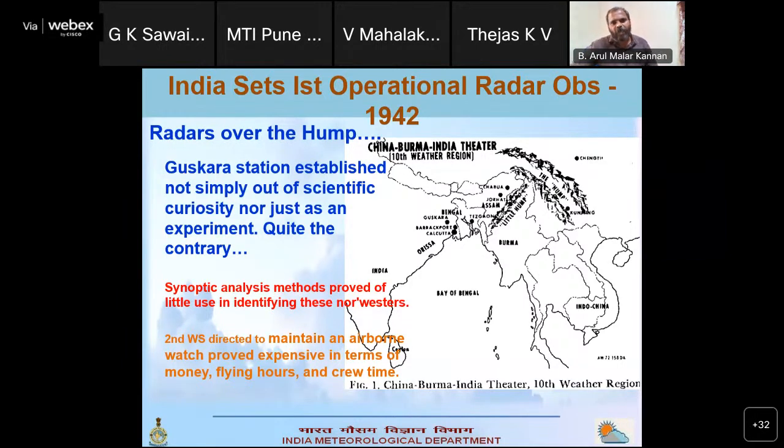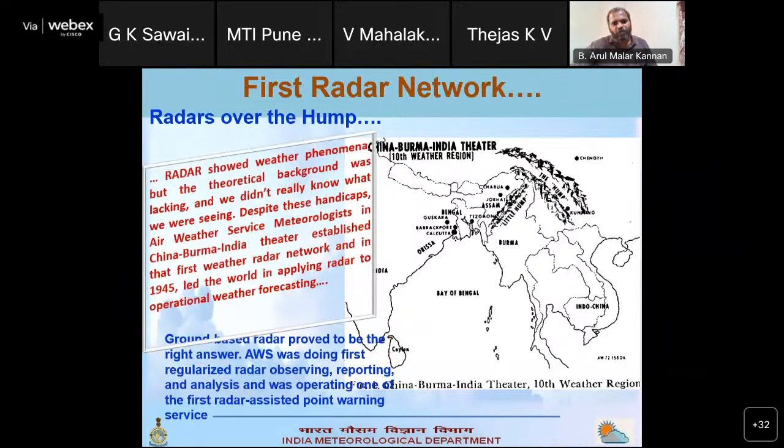That's how India had its first operational radar network right in 1942. The same time in Panama, similar experiment was being carried out, but not in the dedicated way as it was done over in India. Only two radars were kept, here four were networked, and each time, as you see here, they said the ground-based radar proved to be the right answer.